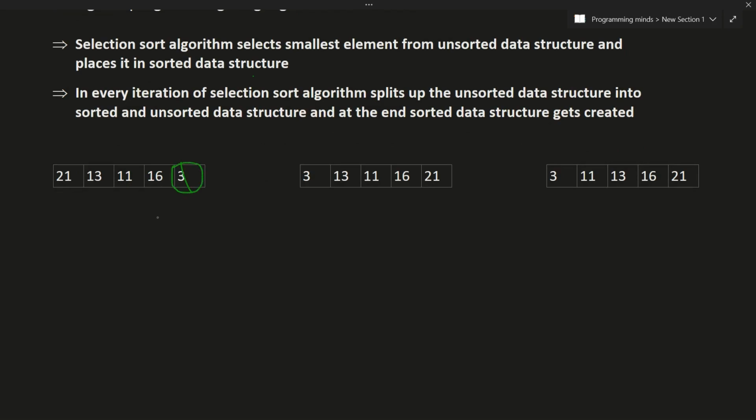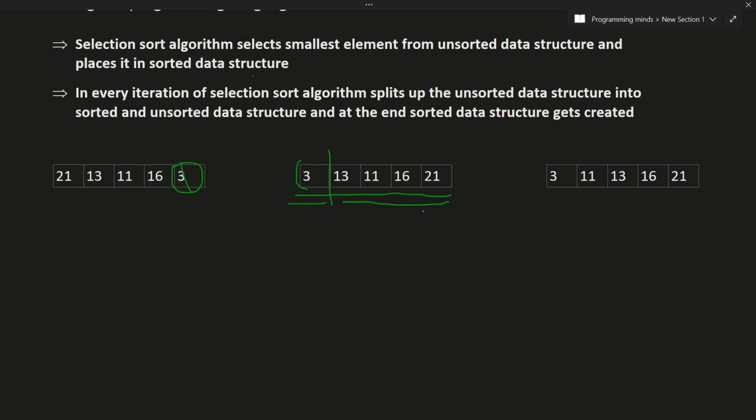So in first iteration, we will create sorted sub array and we will place that smallest element in the front. So as seen here, we have placed the 3 at first. So we have created two sub arrays, where we have one array as sorted, where we have 3, and this is the unsorted array we have.